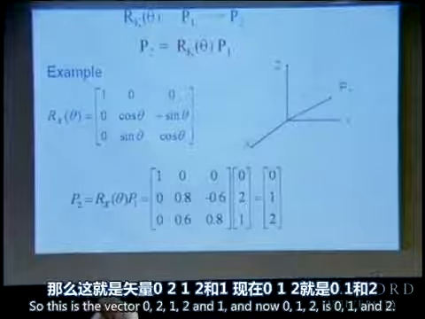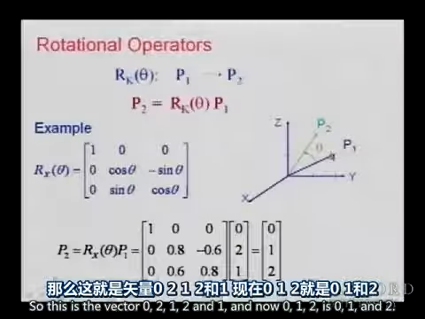So this is the vector 0, 2, 1, 2, and 1. And now 0, 1, 2 is 0, 1, and 2.